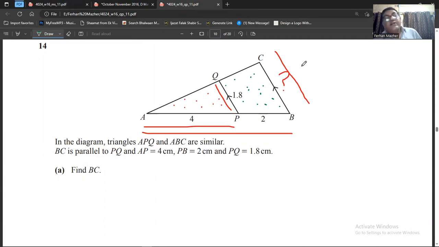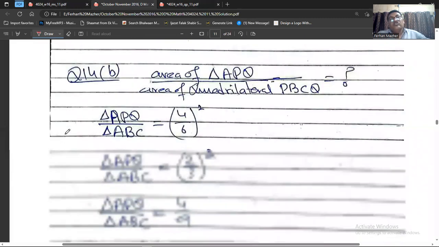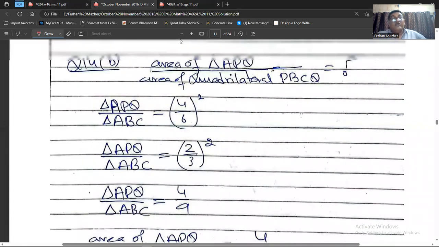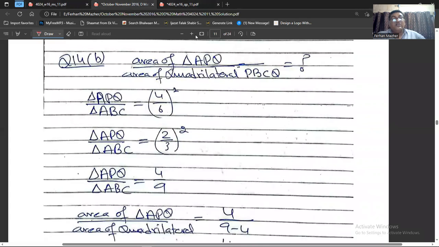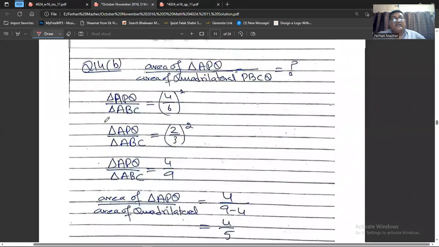Then from the big triangle's area, I will subtract the small triangle's area, and that will give me the area of that trapezium or that quadrilateral. So this is a strategy. It's a little heavy question. Its difficulty level is a little higher.